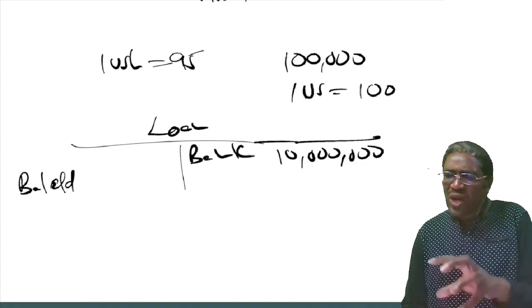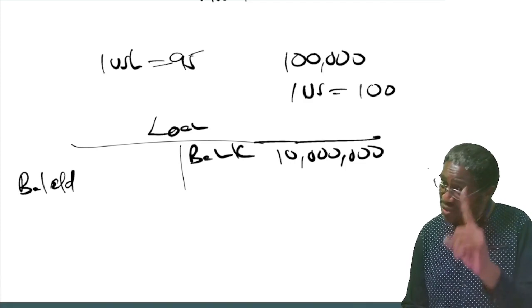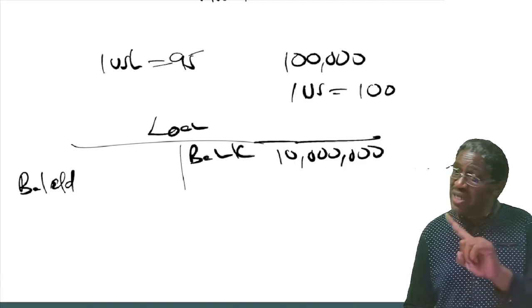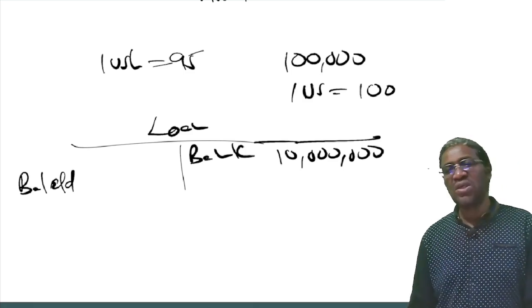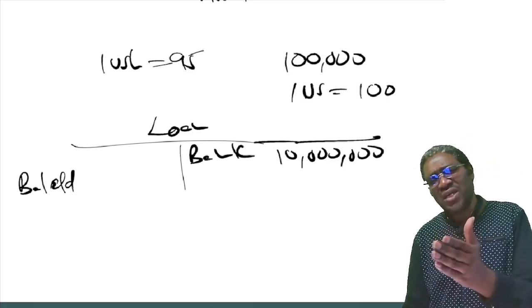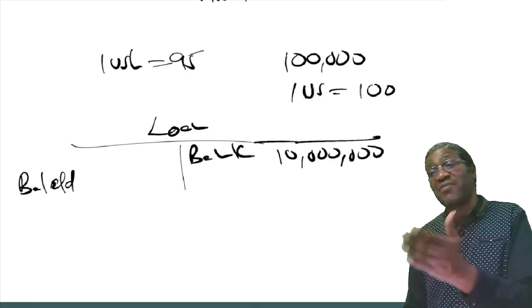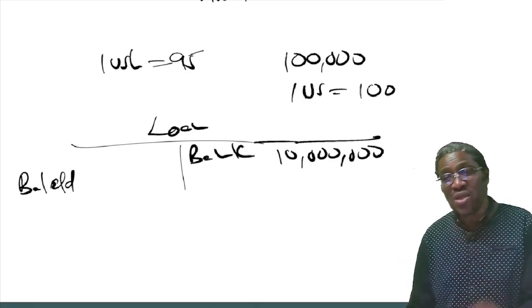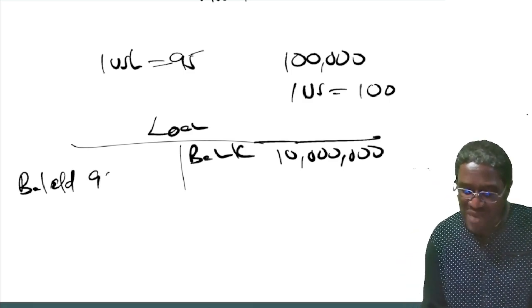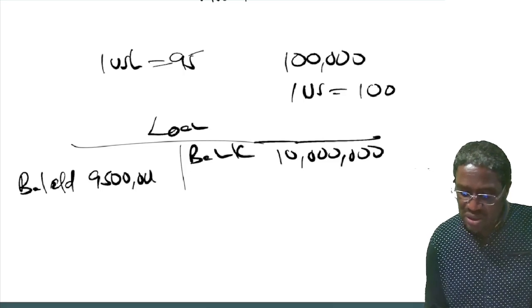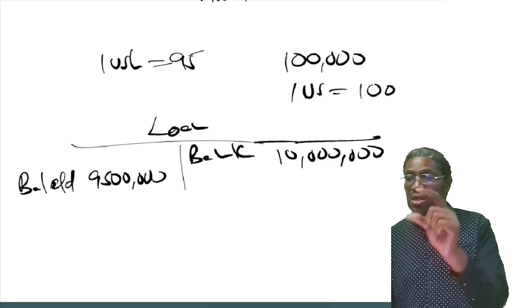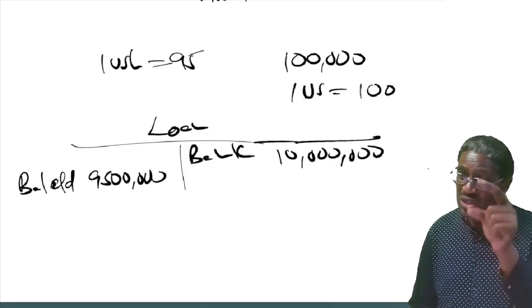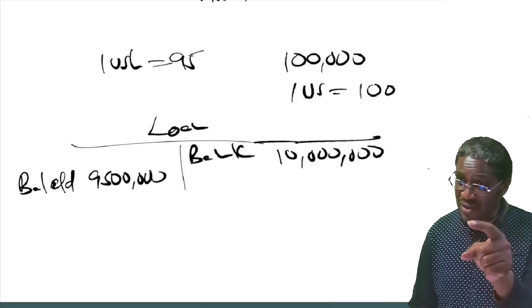So you are going to carry down a loan of $100,000, but you're not going to carry it down in dollars. You're going to carry it down in shillings. Therefore, if at the end of the year the dollar is equivalent to 95 Kenya shillings, then it means you will need 9.5 million shillings to raise your $100,000. Are you there? Good.